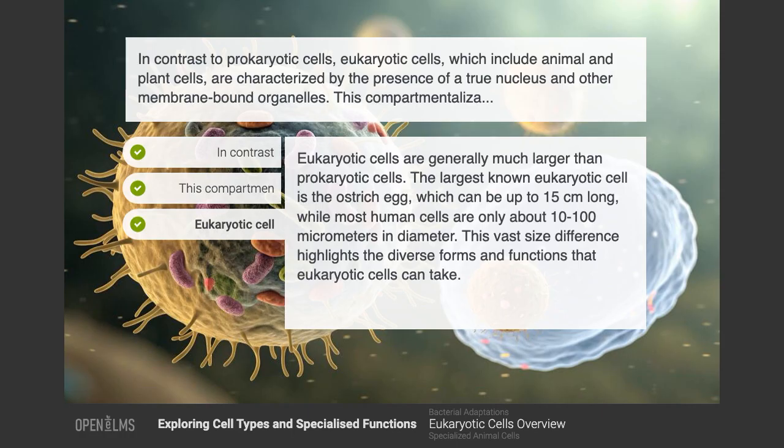Eukaryotic cells are generally much larger than prokaryotic cells. The largest known eukaryotic cell is the ostrich egg, which can be up to 15 centimeters long, while most human cells are only about 10 to 100 micrometers in diameter. This vast size difference highlights the diverse forms and functions that eukaryotic cells can take.